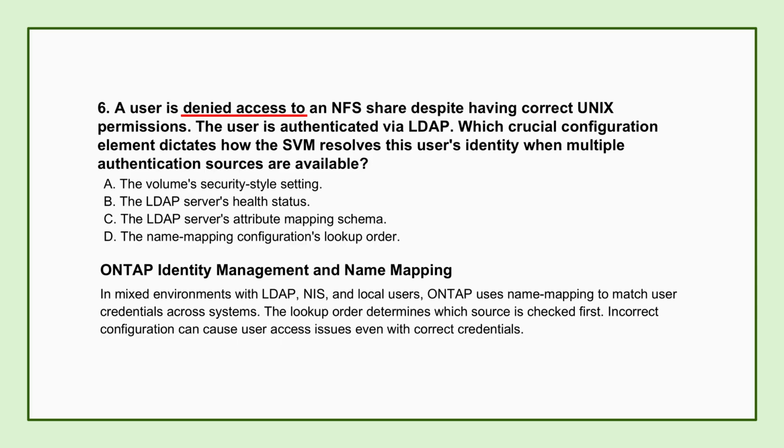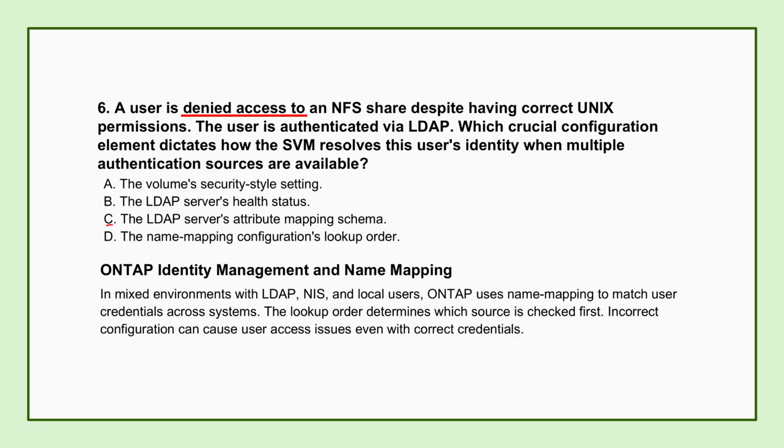If it's not the permissions themselves, it's almost certainly about identity resolution. How does the SVM figure out who this user actually is, especially when you have multiple sources like LDAP, maybe NIS, local files? You mean the order it checks them in? Exactly. The name mapping configuration lookup order is critical. The SVM has a sequence: check local files first, then LDAP, then maybe NIS, or whatever order it's set to.